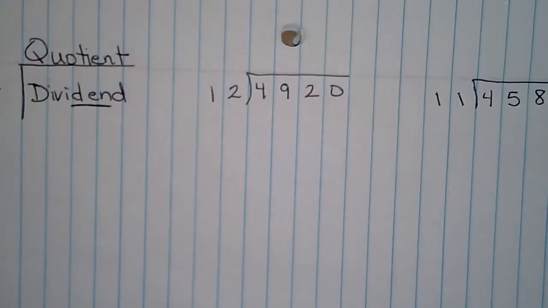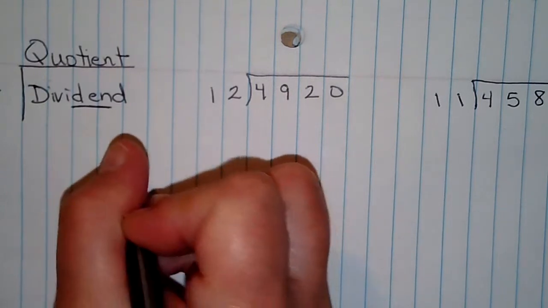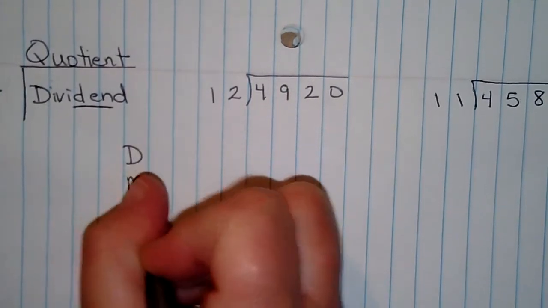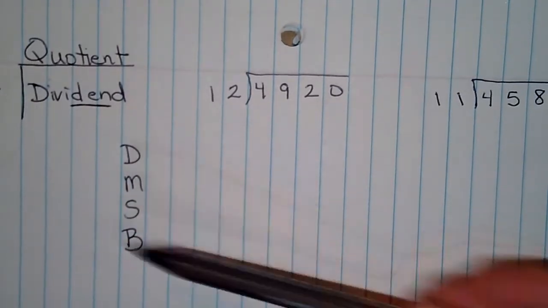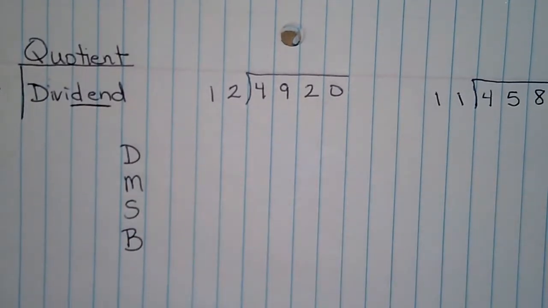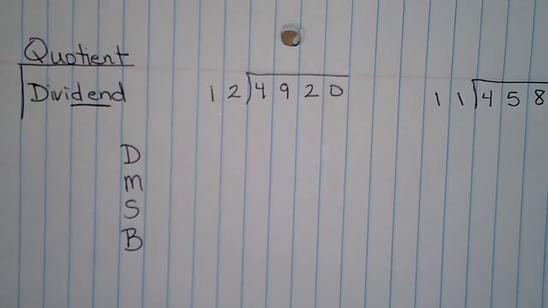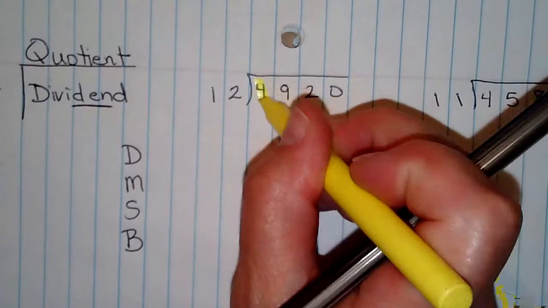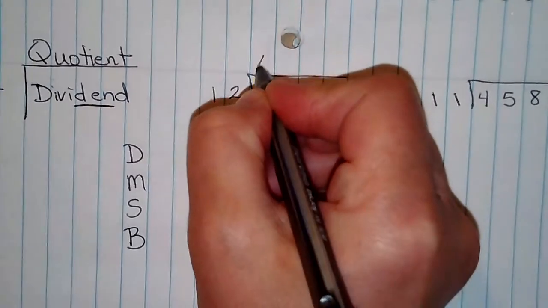All right, so we are going to practice this. I am going to go ahead and put our steps here. Divide, multiply, subtract, bring down. And we're going to do that until we run out of numbers, okay? So we are going to start with this 4. And we ask ourselves, how many groups of 12 can we make with 4? Well, we can't. We can't make any, okay? So we're going to put a 0 right here.